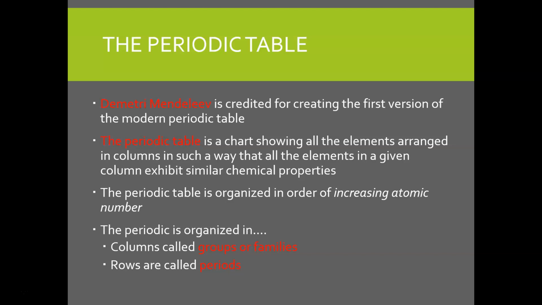The periodic table is organized in order of increasing atomic number. It is organized in columns, which we call groups or families, and in rows that we call periods.